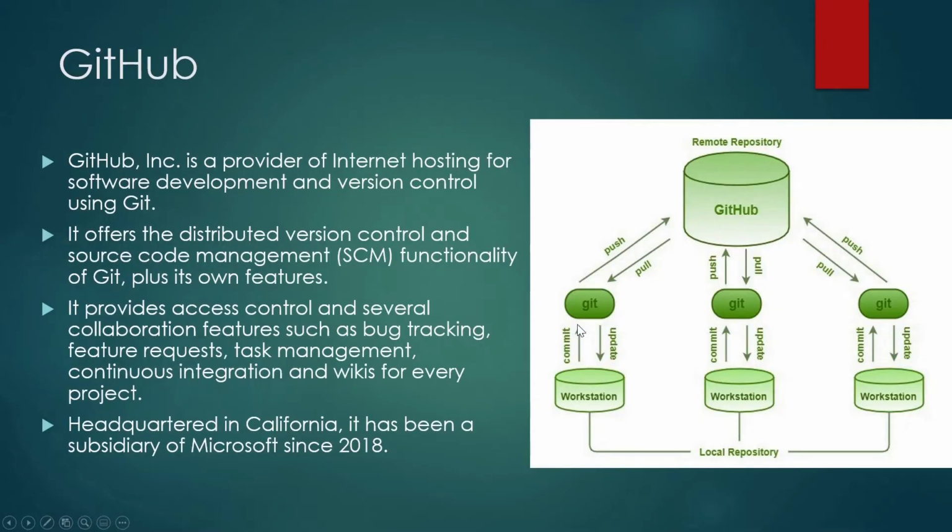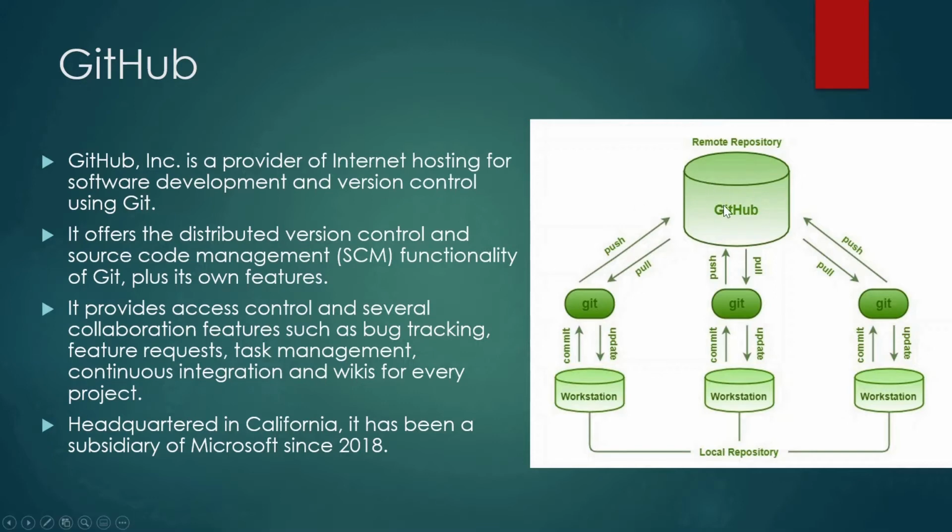Let's talk about GitHub. So GitHub is a provider of internet hosting for software development and version control using Git. It offers the distributed version control and source code management functionality of Git plus its own features. It provides access control and several collaboration features such as bug tracking, feature requests, task management, continuous integration, and wikis for every project. So the headquarters of GitHub is in California and it has been a subsidiary of Microsoft since 2018. So since 2018, Microsoft is the owner.